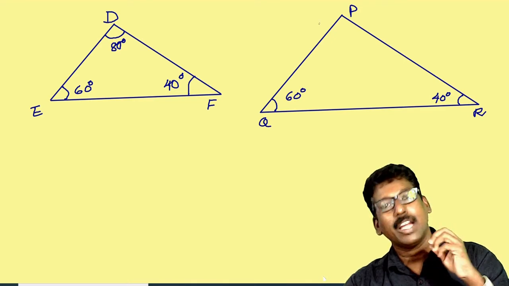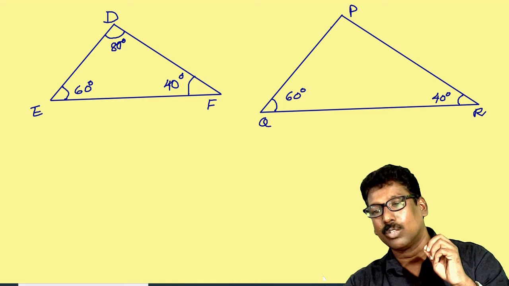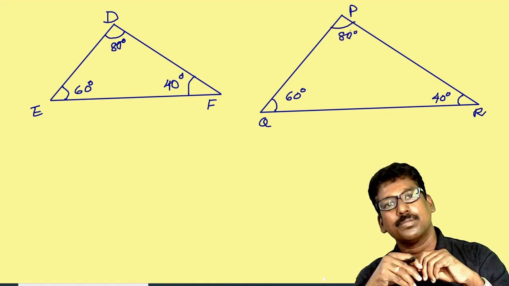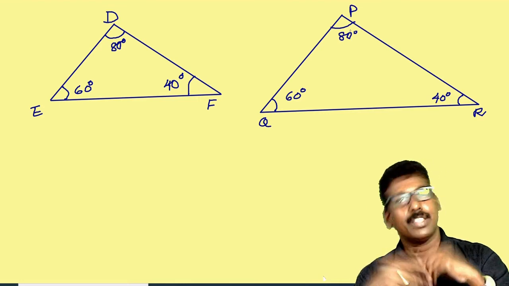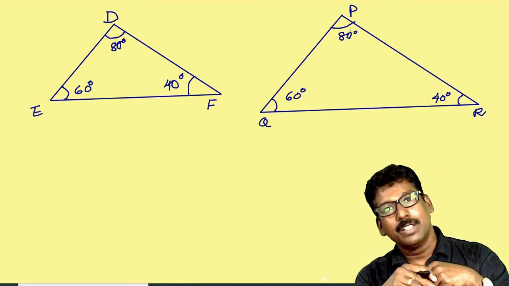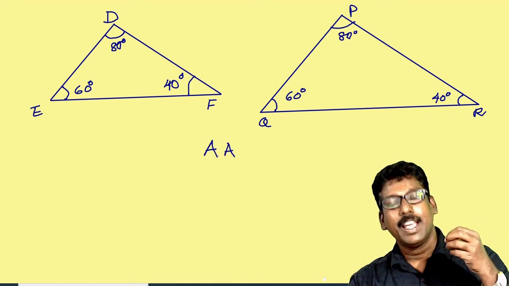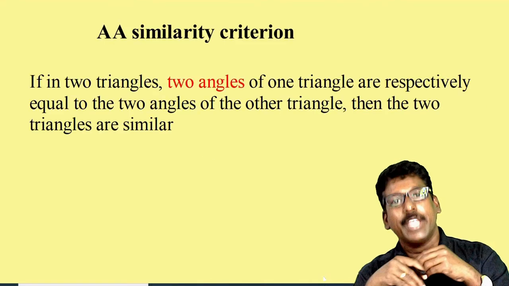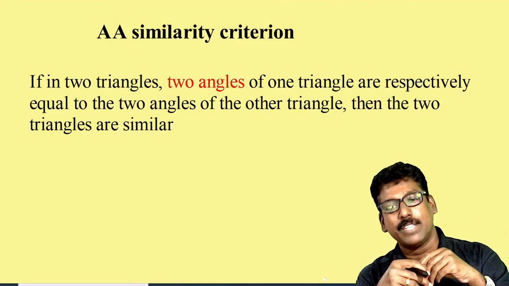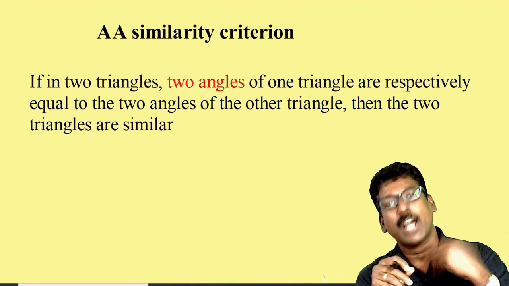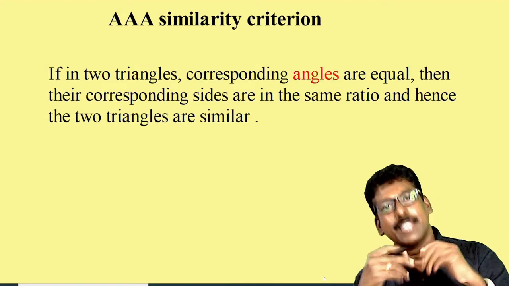Here angle P, the same way, 180 minus (60 plus 40), that also is equal to 80 degrees. That means if two corresponding angles are equal, the third one must be equal. This similarity we can name as AA similarity, and we can define it as: if in two triangles, two angles of one triangle are respectively equal to two angles of the other triangle, then the two triangles are similar.